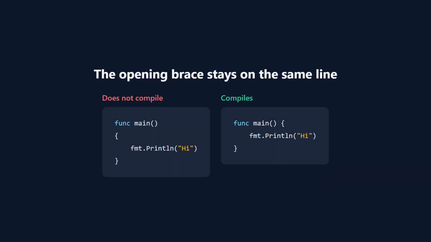Now a rule that catches nearly everybody once. If you have written C or Java or JavaScript, you might like putting the opening curly brace on its own line. In Go, that does not compile. Same code, brace moved down by 1 line, and the program is broken. The error reads, syntax error, unexpected semicolon or newline before the opening brace. The version on the right, with the brace on the same line as func main, is the only one Go will accept. And this is not a style guide telling you off. It is the language itself refusing to build.